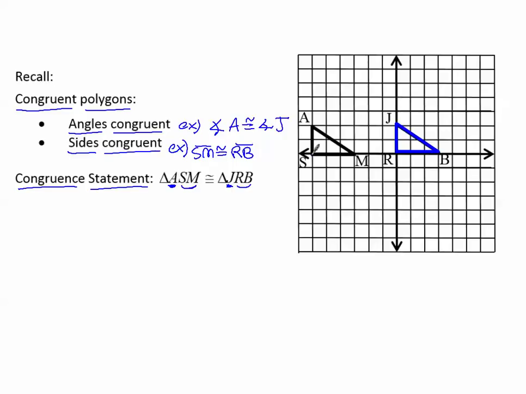If we take a look at the picture, we can count the blocks in the coordinate plane. 1, 2, 3 for side SM and 1, 2, 3 for side RB. So it is true that these are congruent because 3 is equal to 3. Let's count the other sides just so we don't have to do it by moving one triangle over the other. Side JR is 2 blocks and side AS is 2 blocks.